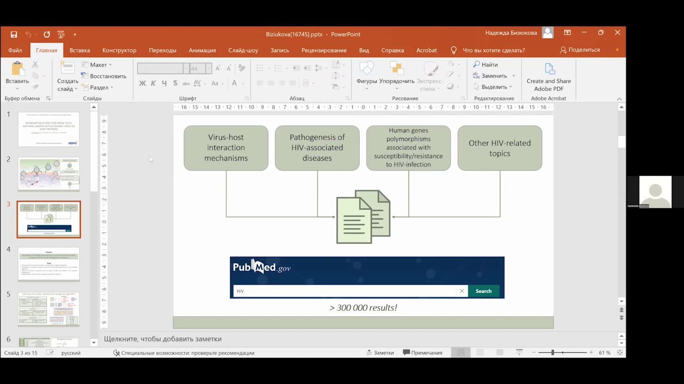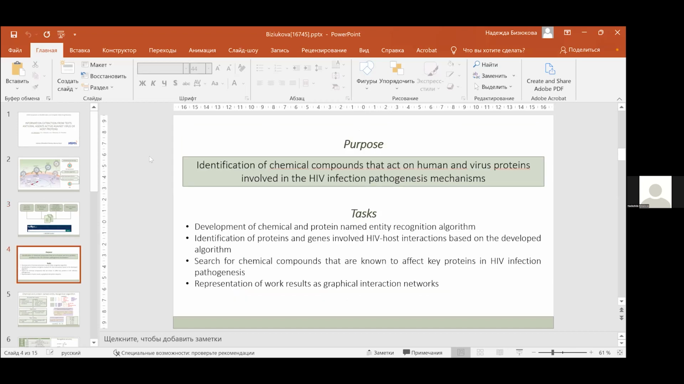A query to PubMed containing HIV returns over 300,000 results, and the analysis of such a large amount of unstructured text can take the whole life of a single scientist. Therefore, our task was to develop an integral approach that allows us to identify compounds that are active against proteins of virus host interactions using HIV infection as an example. To do this, we have consistently fulfilled several steps.